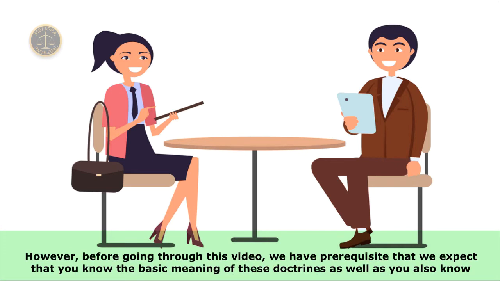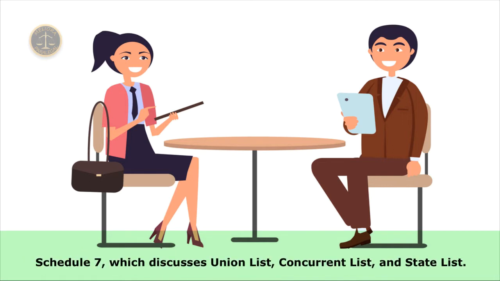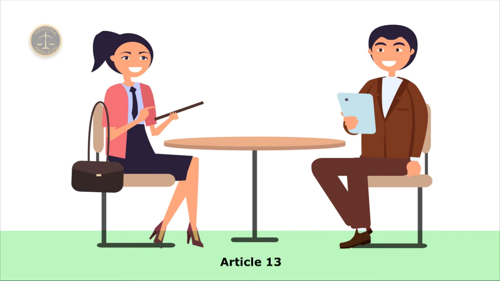However, before going through this video, we expect that you know the basic meaning of these doctrines, as well as Schedule 7, which discusses the Union List, Concurrent List, and State List, and Article 13, Article 246 and Article 254 of the Indian Constitution.